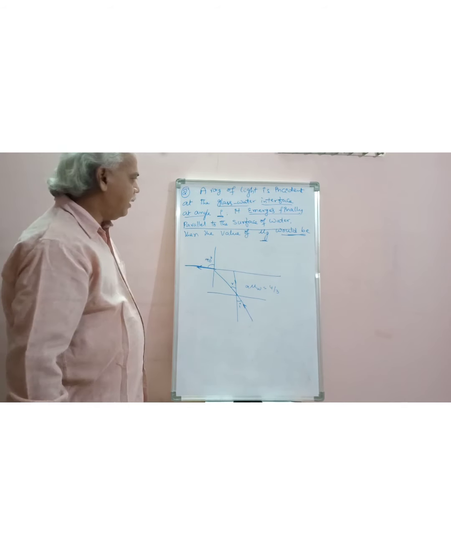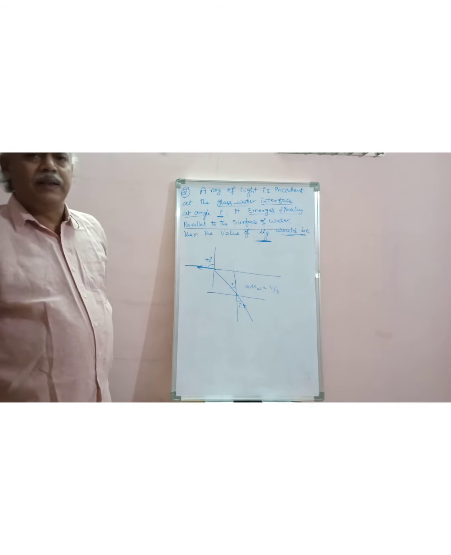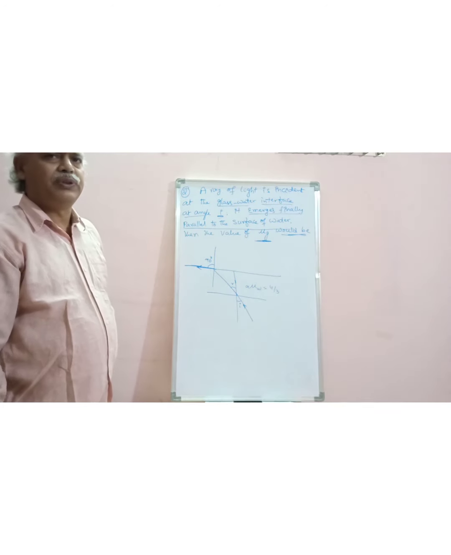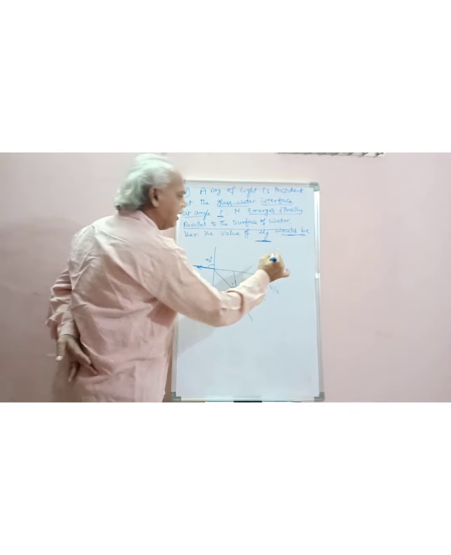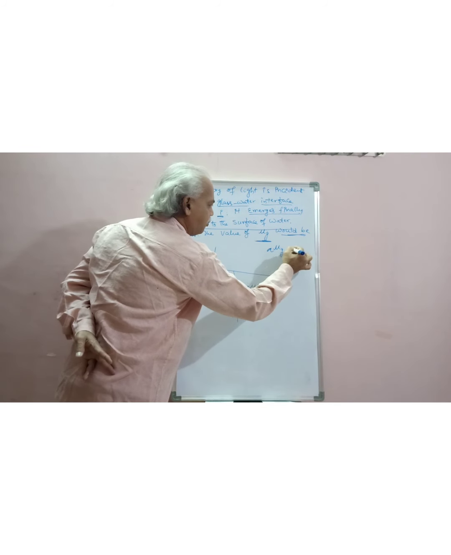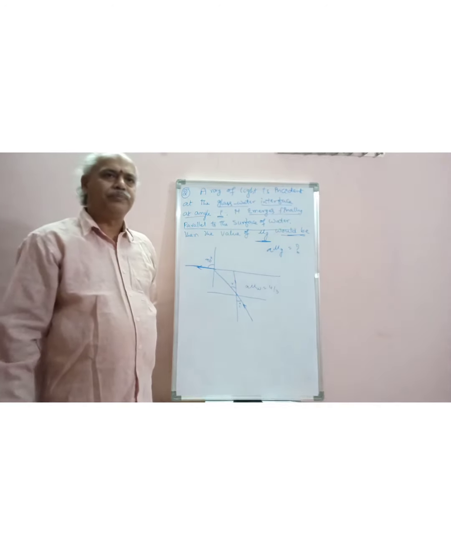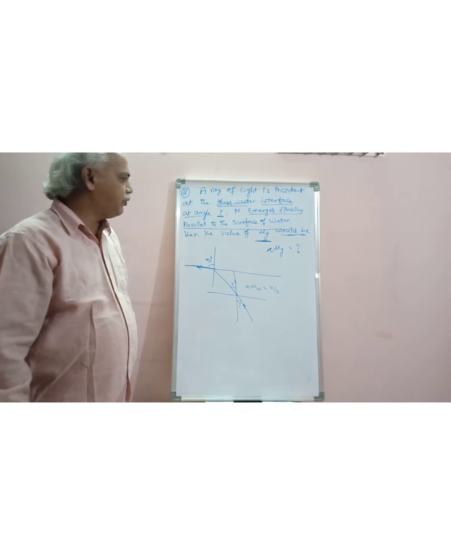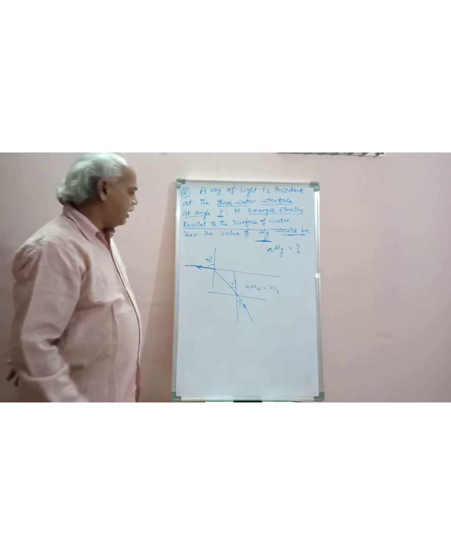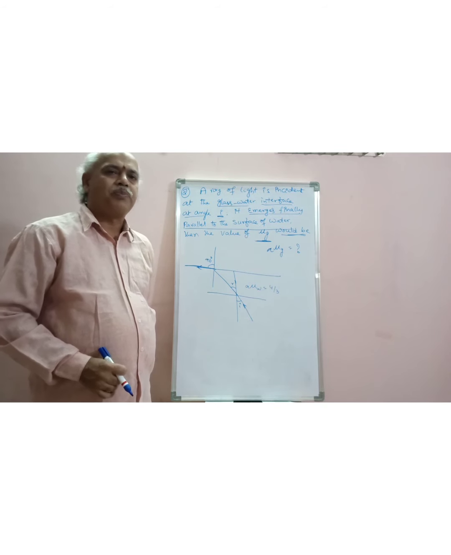Here in this question we want to find the refractive index of glass with respect to air, A mu g. So what is the refractive index of glass slab with respect to air? It is the given question. How can we solve this? Here we take the principle of reversibility.